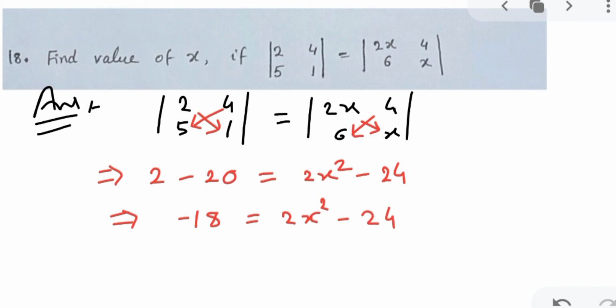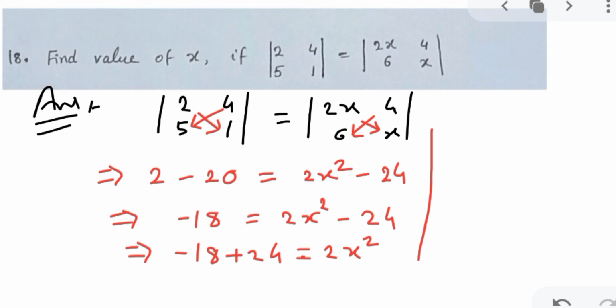Now I will simplify this x term. I will take the x term to one side and the constants to one side. So this minus 24 I will take to the left side. So if I take it to the left side, then minus 18 plus 24 is equal to 2x square. Correct? Okay. Now if I simplify further, minus 18 plus 24 is 6, equal to 2x square on the right side. Or you can write 2x square is equal to 6. Both are the same only. Correct?